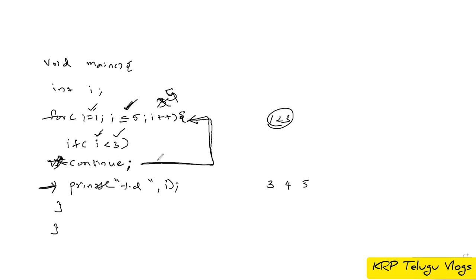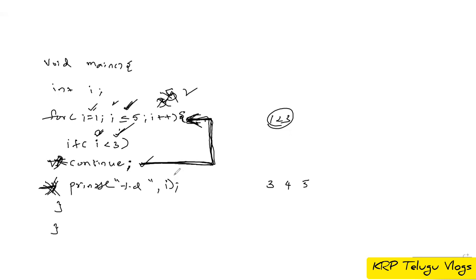It will hit continue. Whenever it hits continue, as I told you, continue is used to take the control back to the loop. So control will not go down. If it hits continue, again it will take the control back to loop. Is that clear? So now it will not print anything. Next I value will be incremented to 2. 2 less than or equal to 5 is true and 2 less than 3 is also true, correct? Again it will hit continue.